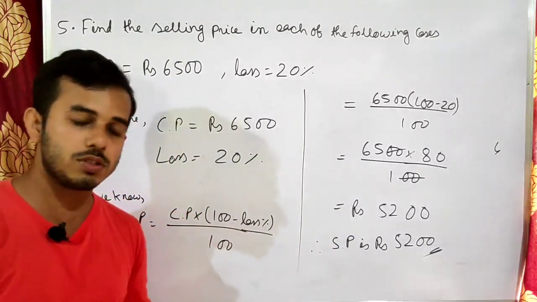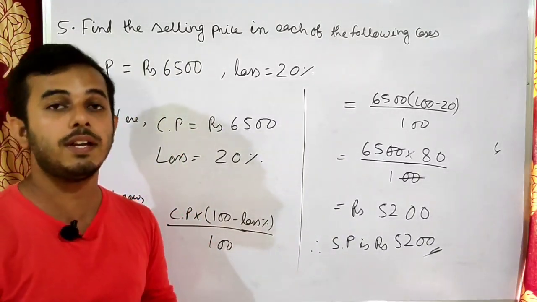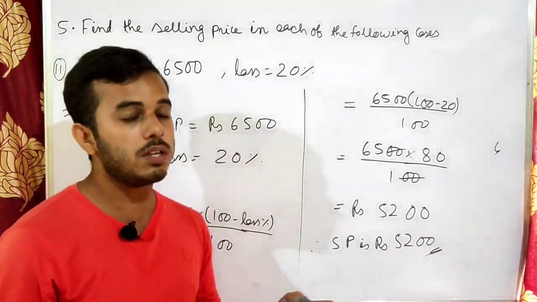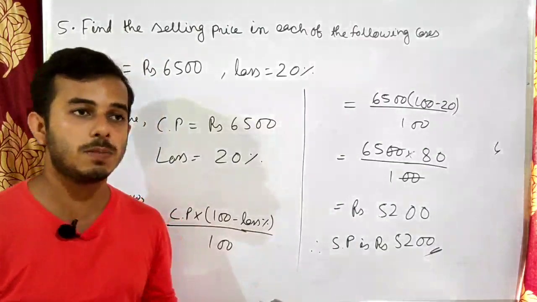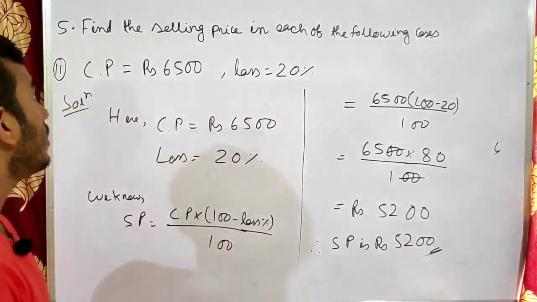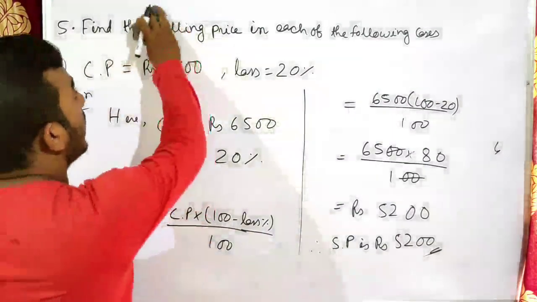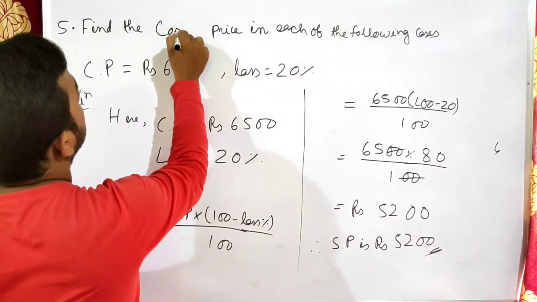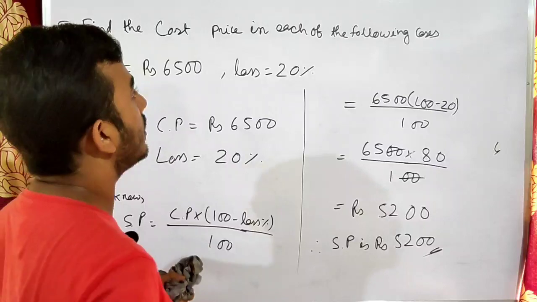Question number 6 is also the same. In that case we have to find out the CP. Okay, SP is given, we have to find out the CP. So no need to worry, let's multiply. Okay, and let's find out. So question number 6 will be: find the cost price in each of the following cases.